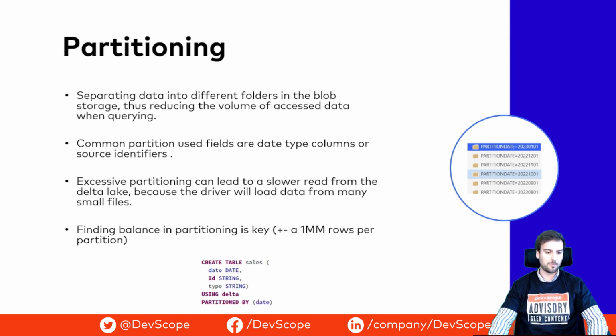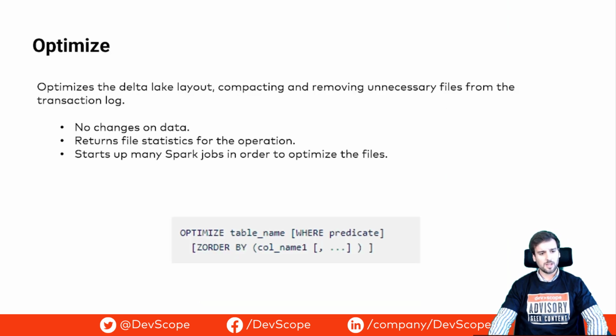And here I've got an example command for creating a table using a partition by date, and also a little print screen from one of our blob storage where you can see all the folders, each one representing a different partition by date. Next we have got optimize, and the optimize command optimizes the delta lake layout, compacting and removing unnecessary files from the transaction log. Doing this without changes on the data, returning file statistics for the operation, and on the other way starts up many Spark jobs in order to optimize the files.